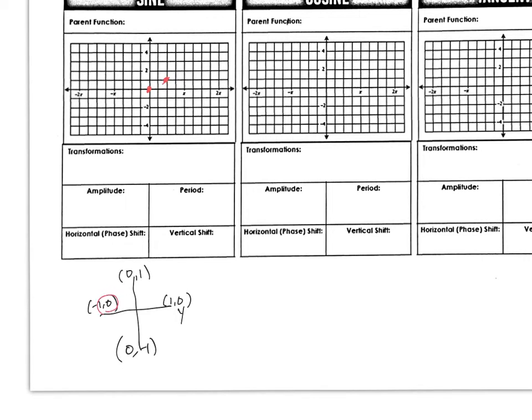Now we're back over here. Here's pi. Pi, we're at 0. And then down at 3 pi over 2, we're down at -1. And then back at 2 pi, we're back at 0.